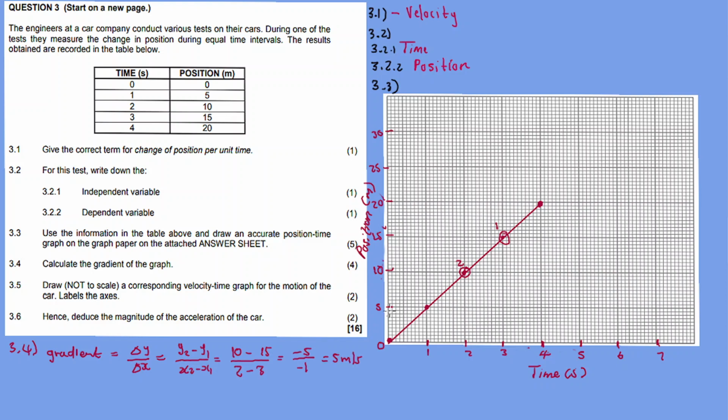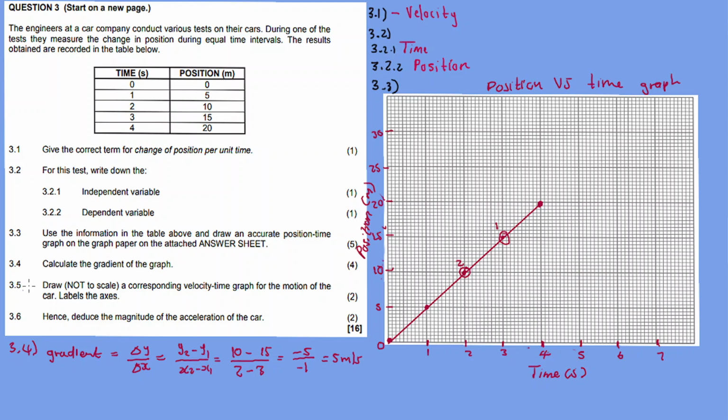By the way, the gradient of a position versus time graph gives us velocity. And for a velocity versus time graph, we get acceleration when we calculate the gradient. So 3.4, this is the gradient. It means that the car was traveling at 5 meters per second.